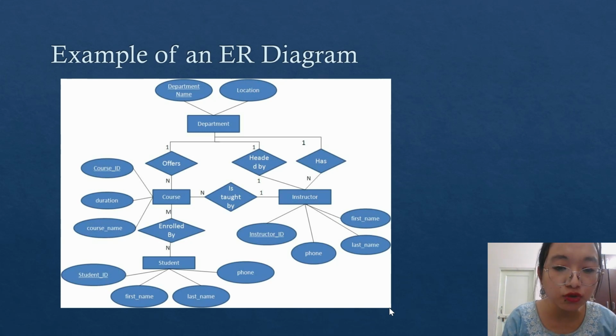But if it is a one-to-one relationship, if it's just the number one and one, that means the department entity can have only one HOD. That is why the headed by relationship is one-to-one with the instructor. So this is how you draw an ER diagram.